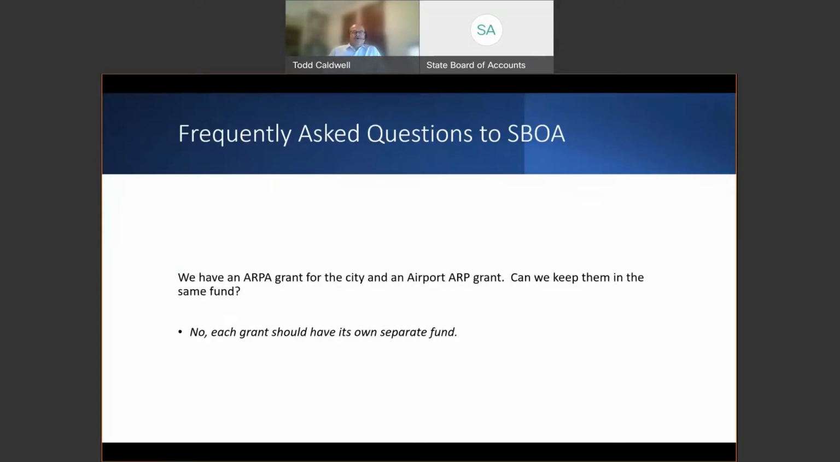I had a few questions about an ARPA grant for the city and for their airport. In a couple of cities that had airports, they got an ARP grant. They wanted to know if they could keep those in just the one ARP fund, and know that each of those grants should have its own separate fund.